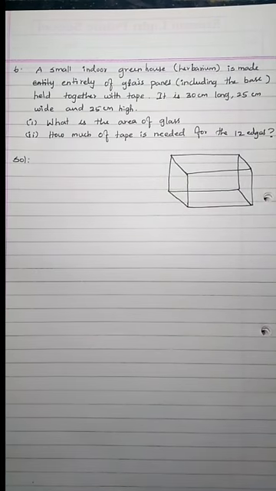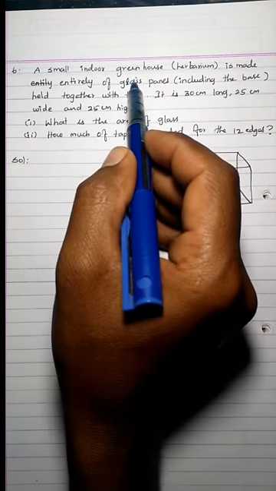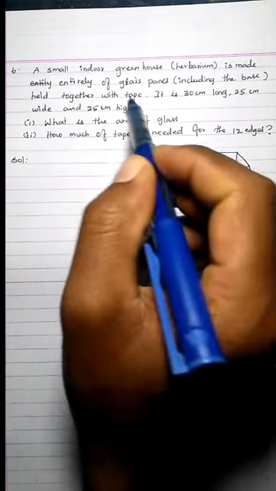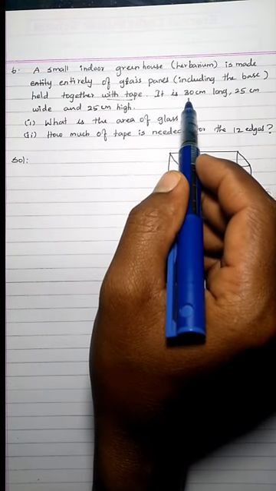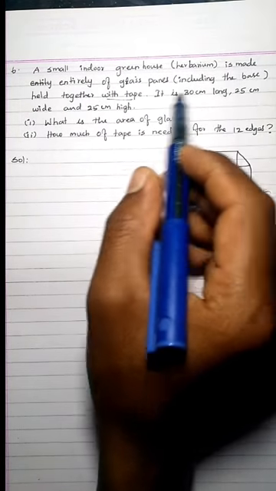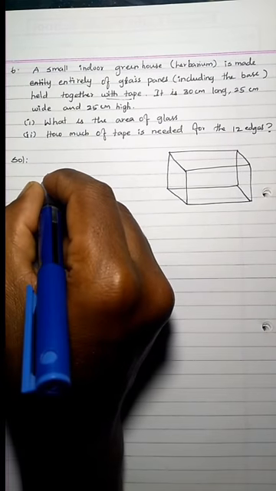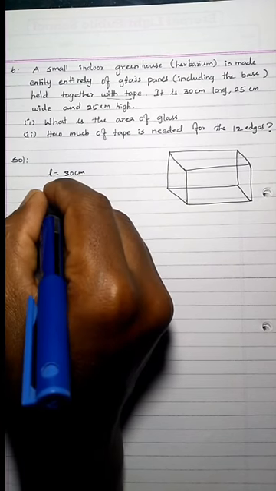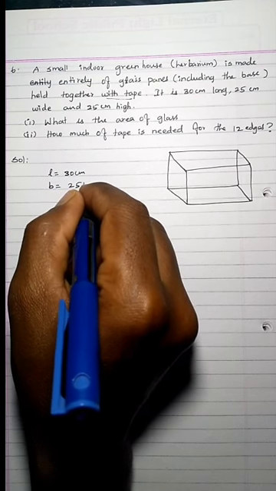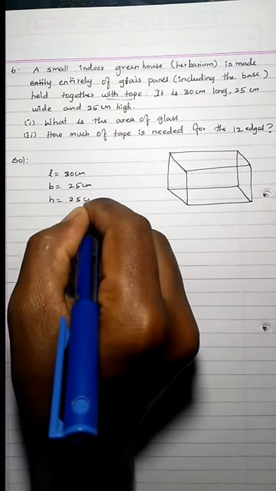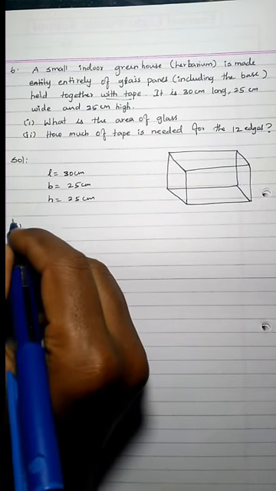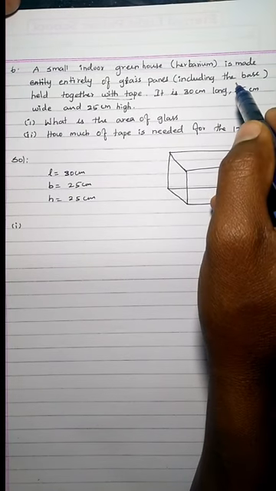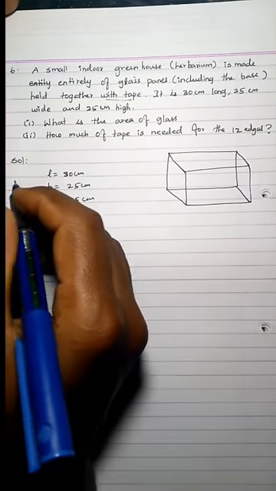Question number 6 we have here. A small indoor greenhouse herbarium is made entirely of glass panes, including the base, held together with tape. It is 30 centimeter long, 25 centimeter wide, and 25 centimeter height. So it's given that length is 30 centimeter, breadth means width 25 centimeter and height also 25 centimeter. What is the first option we have to find out here? What is the area of the glass? Here they said including the base, so we have to use the total surface area formula.